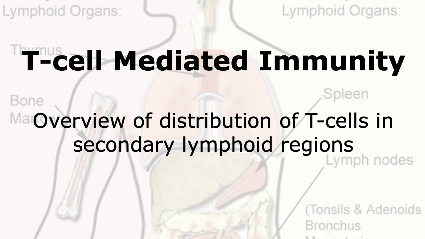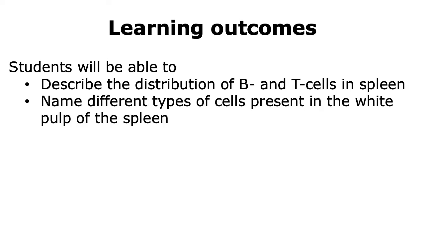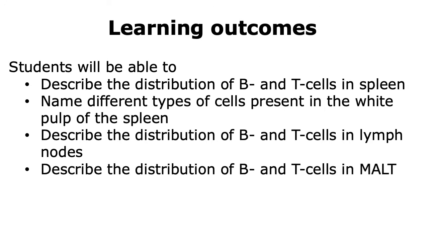Welcome to the T-cell mediated immunity module. In this talk, we're going to learn about the distribution of T cells in different secondary lymphoid regions. We will first learn about the distribution of different cells in the spleen. These include the lymphocytes as well as other cells that are present in the white pulp. We will then learn about the distribution of lymphocytes in lymph nodes, followed by lymphoid tissues.